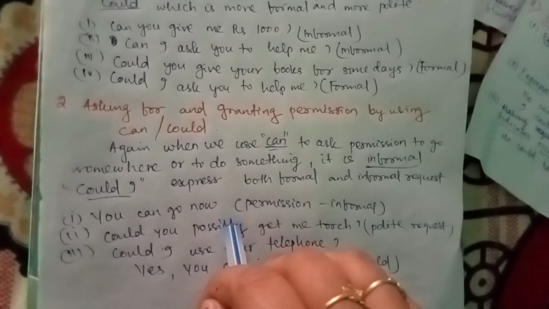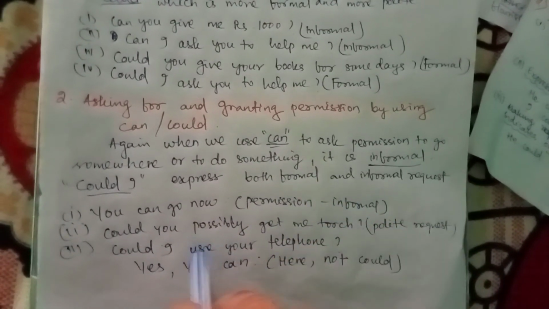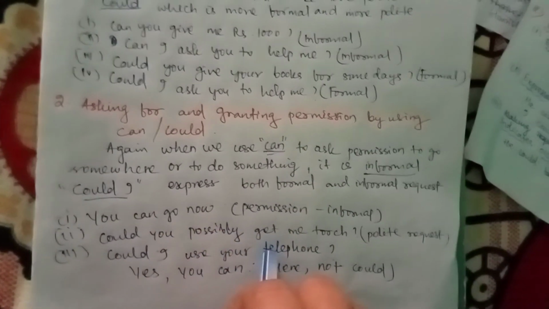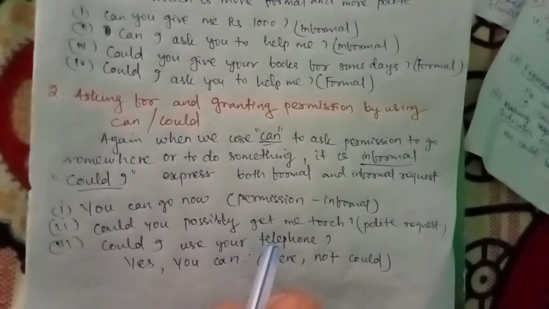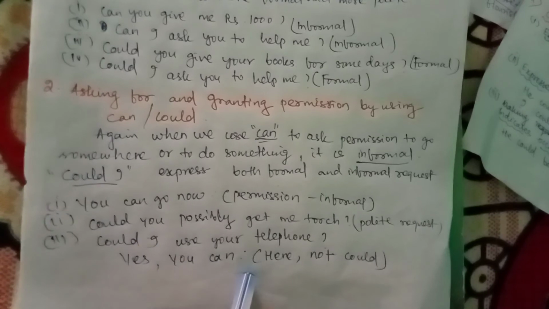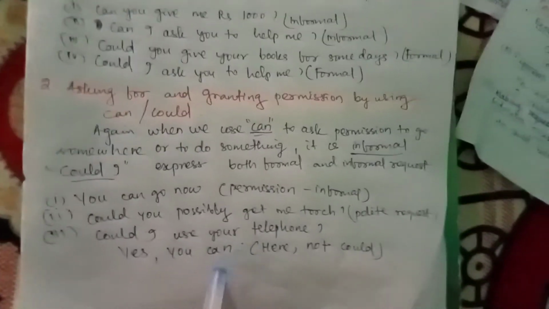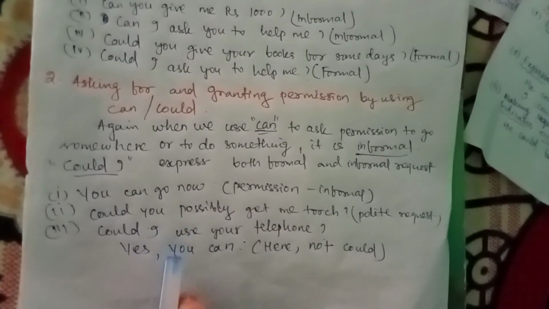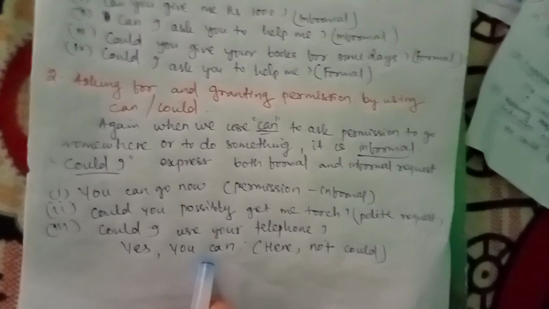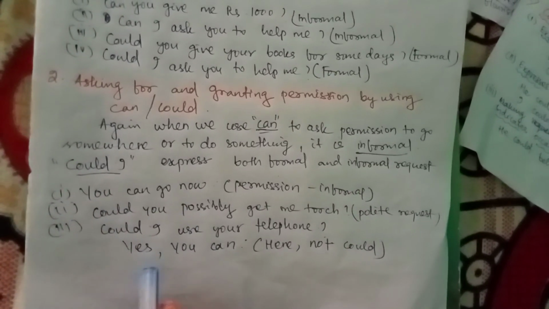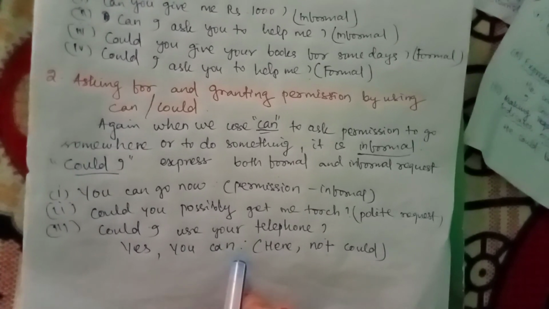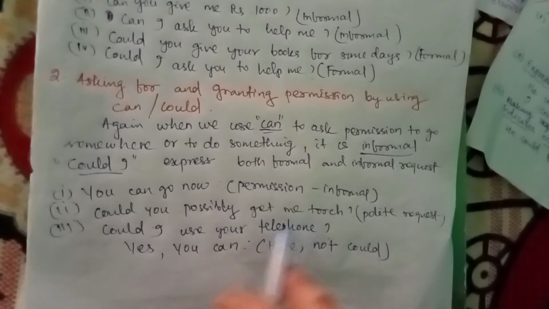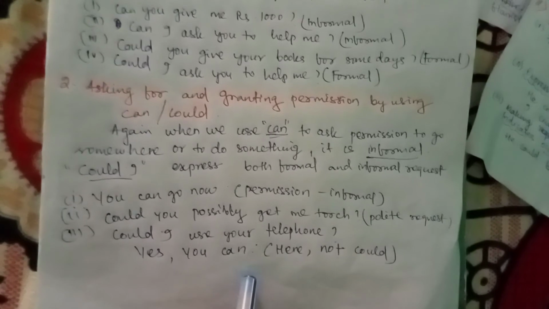So, you can go now, permission. This is informal. Could you possibly get me a touch? Polite request. Then, could I use your telephone? Yes, you can. Not could. When we are giving permission, means we cannot answer or give permission by using could. So we can use can here. Could I use your telephone? Yes, you can. Understand? So this is about can and could.